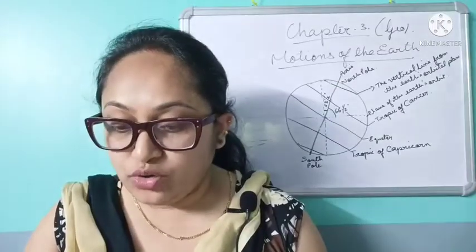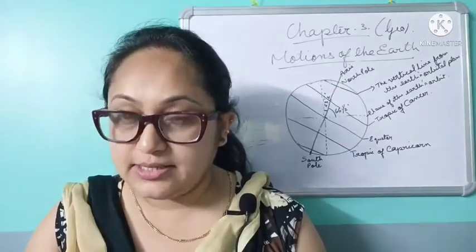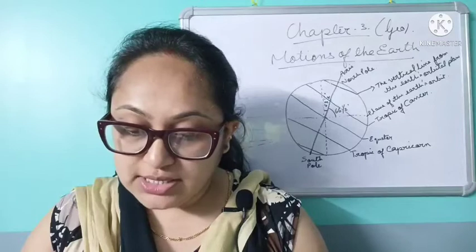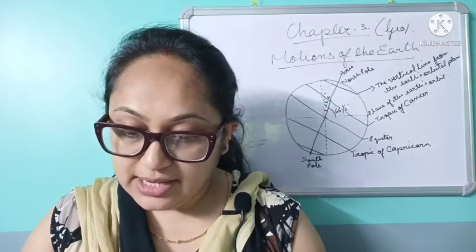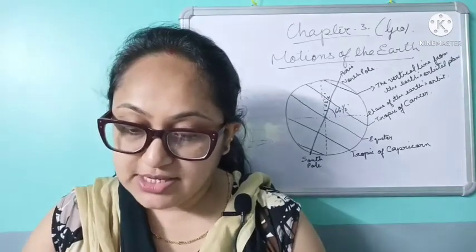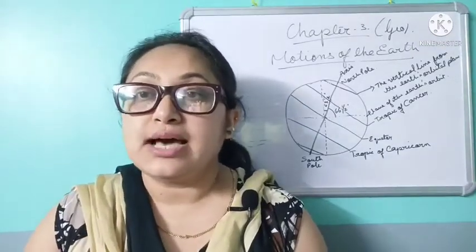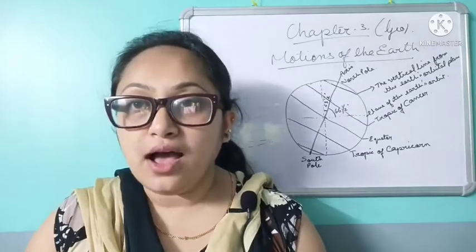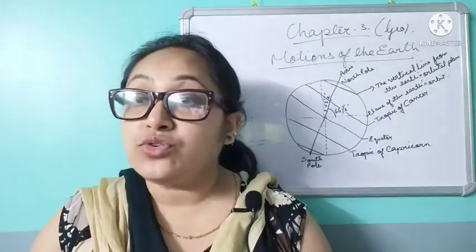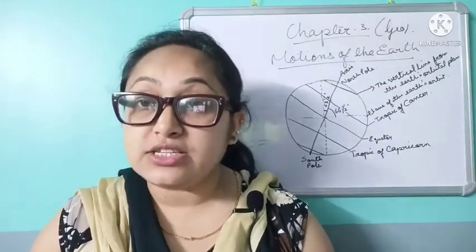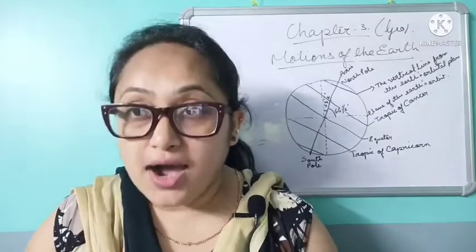Every morning we notice that the sun rises in the east, travels across the sky during the day and finally sets in the west in the evening. This is due to the rotation of the earth. Everyone knows the sun rises in the east and sets in the west. But this is not due to the rotation of the sun. This is due to the rotation of the earth. It is not the sun but the earth who rotates.